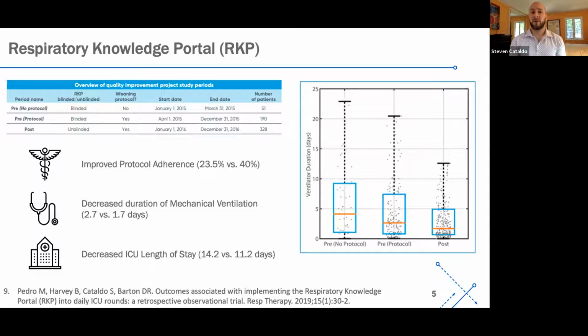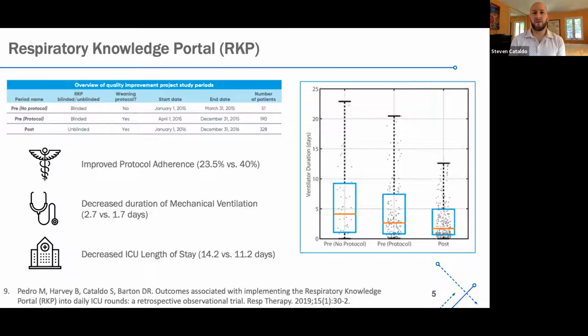So it looked like RKP in general was able to deliver enough information to clinicians in a user-friendly enough interface so that they could then enact it to better the care of their patients, decreasing length of mechanical ventilation and ICU length of stay. And graphically, you see that on the right, how ventilator duration, of course, is going down. So this was sort of the impetus behind the current study that we're looking at now, which is, can we take this one step further?